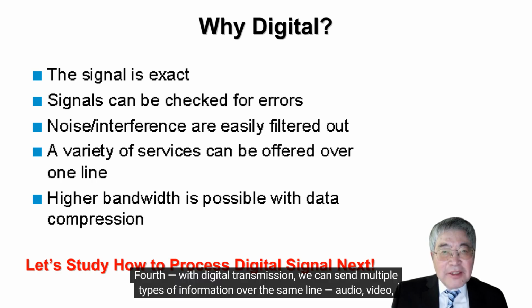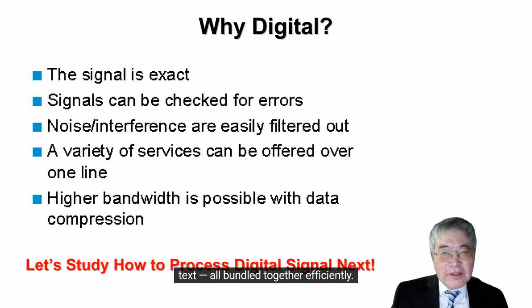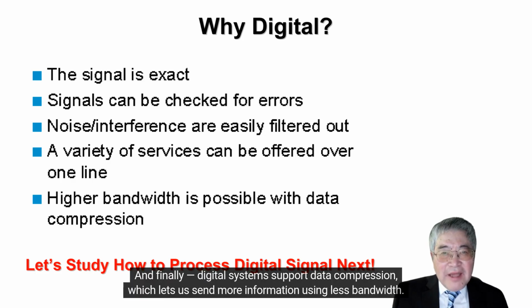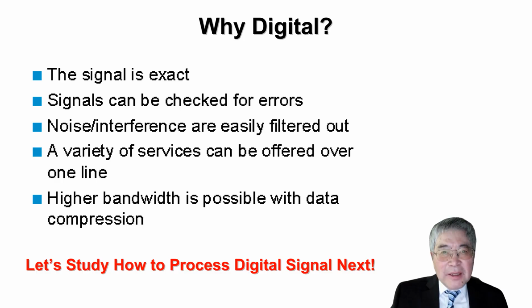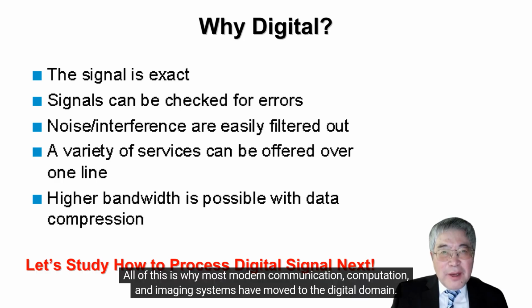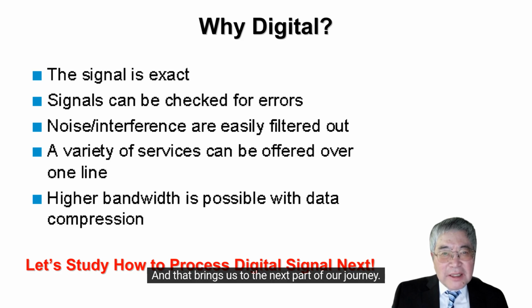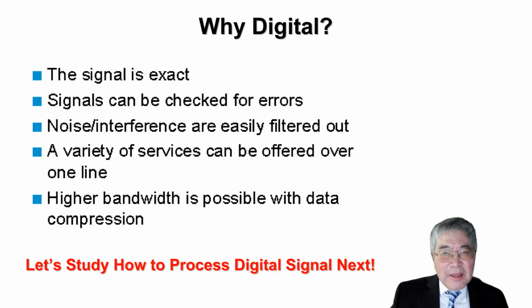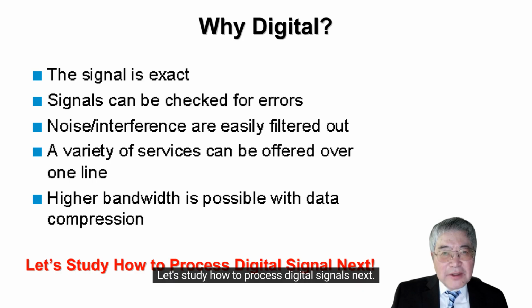Fourth, with digital transmission, we can send multiple types of information over the same line: audio, video, text, all bundled together efficiently. And finally, digital systems support data compression, which lets us send more information using less bandwidth. All of this is why most modern communication, computation, and imaging systems have moved to the digital domain. And that brings us to the next part of our journey. Let's study how to process digital signals next.